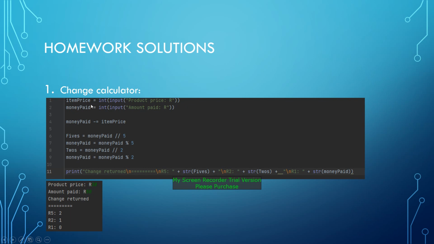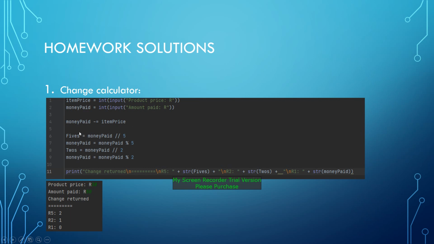For my solution, I start by giving the user two inputs that he has to supply. First off, the user types in the item price, and next the amount paid. Then I take the amount paid and subtract the price of the item from that to get the amount of change that needs to be returned to the customer.